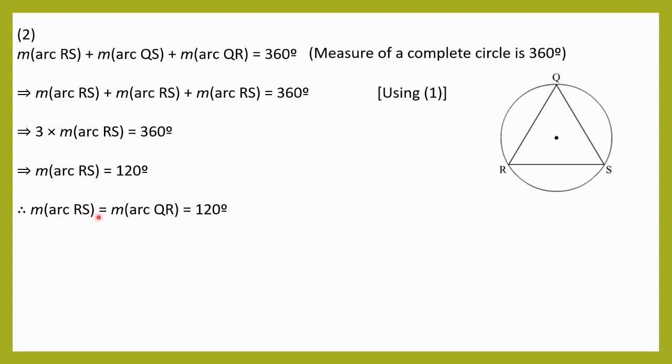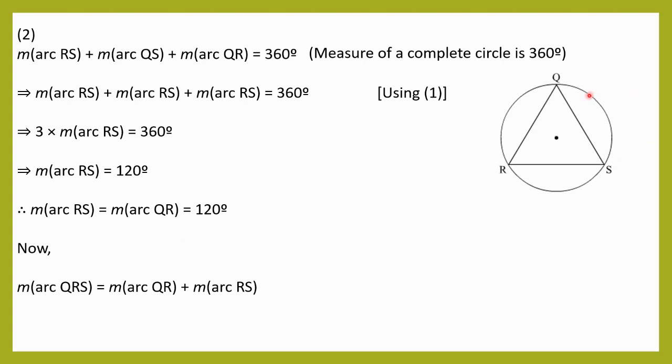Measure arc RS is equal to measure arc QR by the same previous part of the sum, since it is an equilateral triangle, their corresponding arcs will also be equal. So if arc RS is 120 degrees, arc QR will also be 120 degrees.